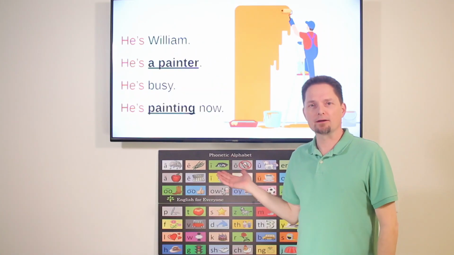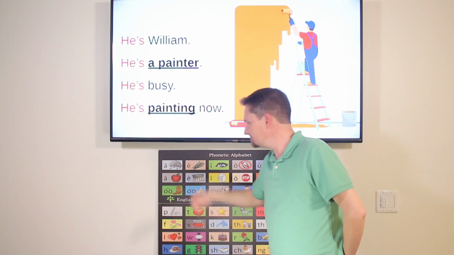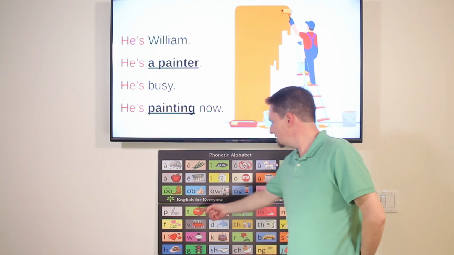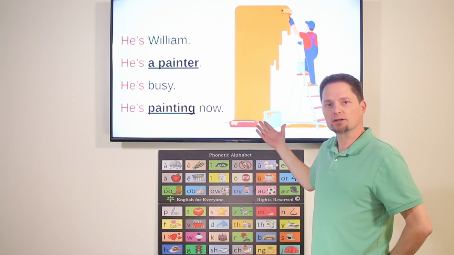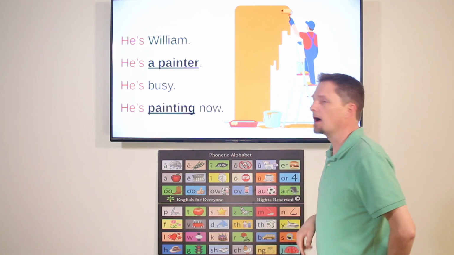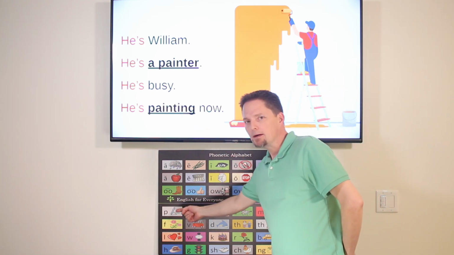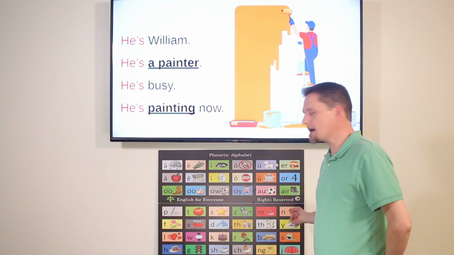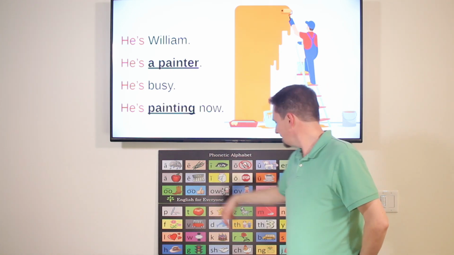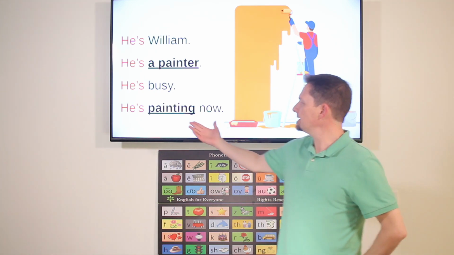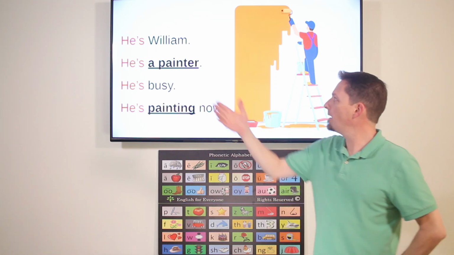New vocabulary. Painter. Pronunciation: paint, painter. Painter is the profession. He's a painter. Action, paint. Continuous form, painting. Pronunciation: painting. He's painting now. He's painting. Continuous action and profession. He's a painter.